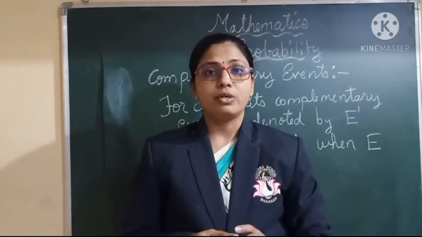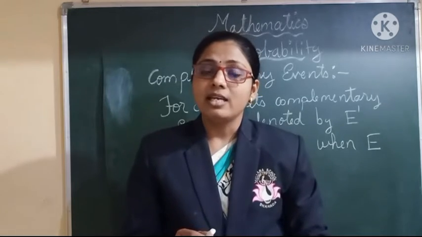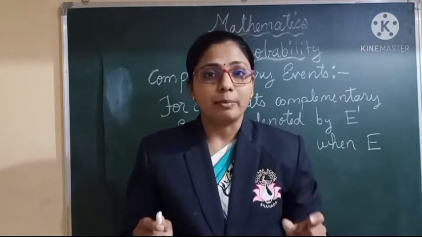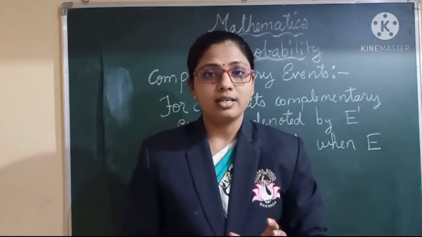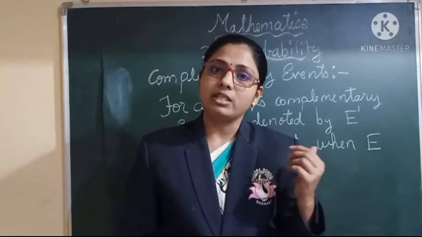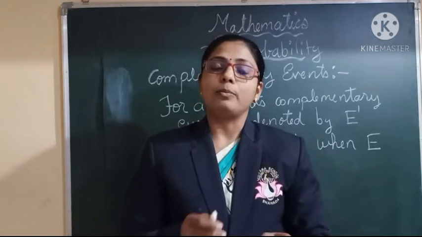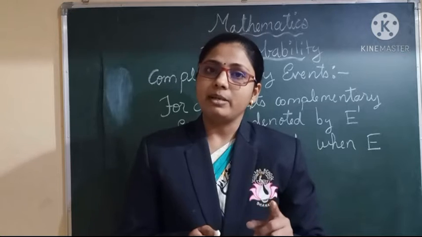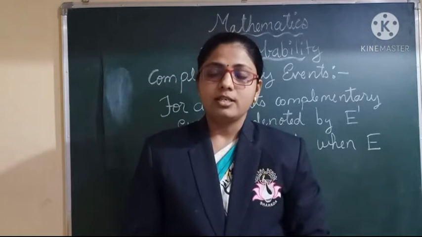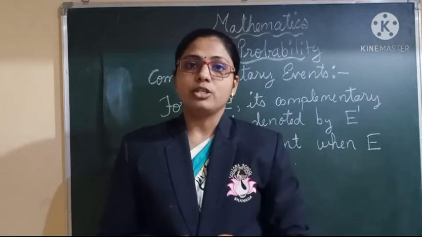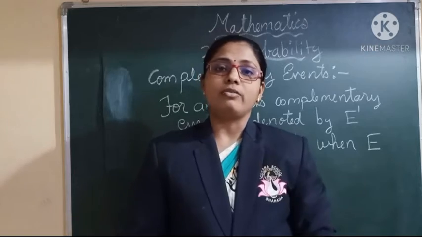But if the complement of that event is there, what will we say? The event will not happen. That means 4 will not occur. Instead of 4, different numbers are possible. That is the opposite. Complement means the opposite of whatever the original one is. So we are going to study how to find the probability of an event as well as the probability of the complement of the event.